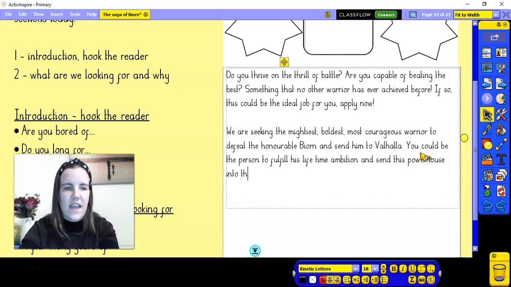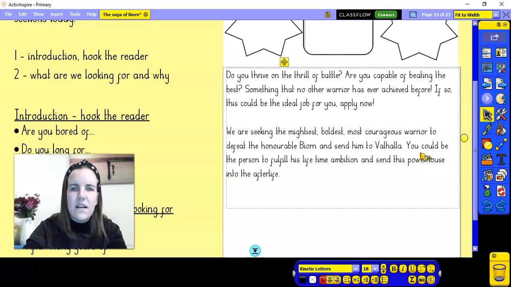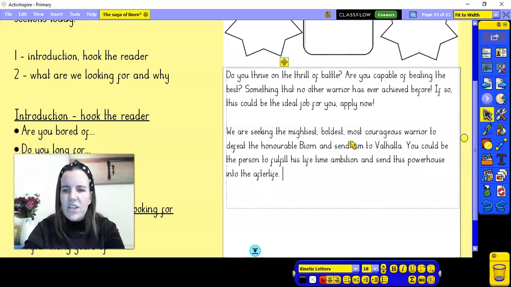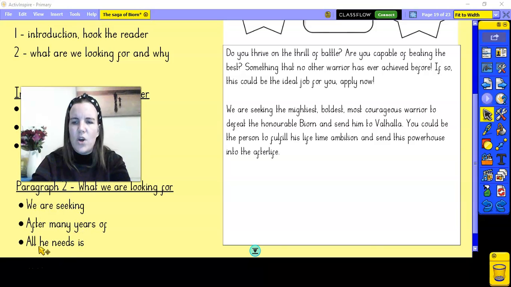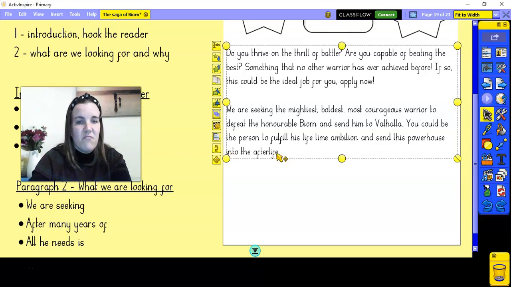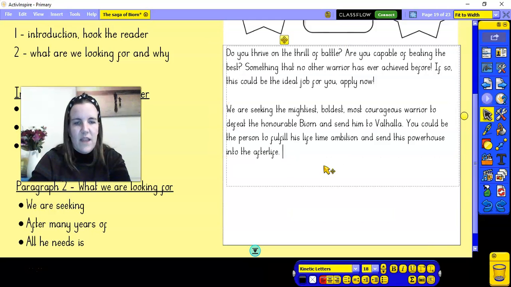into the afterlife. Now I didn't want to say Valhalla again because I've said that already. So I've thought of a different way to explain that. Into the afterlife. I'm going to then use one of these sentence openers here. So you can see I've used the all he needs. By using the word all in a sentence, it makes this job sound really easy. And that's another powerful, persuasive feature that I can use that will make this person want to apply. If it's a really easy job, then of course I can do it. Okay, that's what anyone would think.